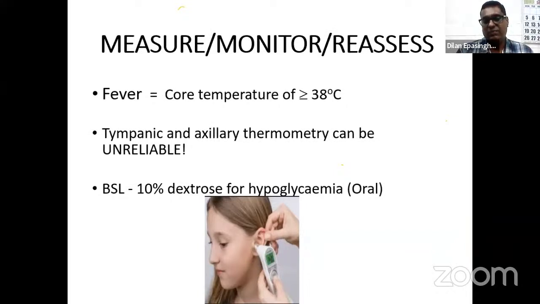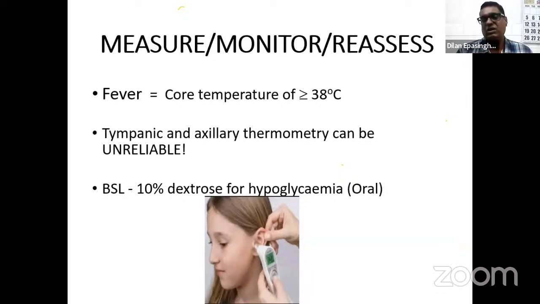Fever, yes, core temperature. Sometimes it's not ideal, but you have to do it. Tympanic and axial temperature can be unreliable. Core temperature is very important, but even core temperature may be misleading you. Blood sugar level is very important, as I said earlier. You have to treat that.